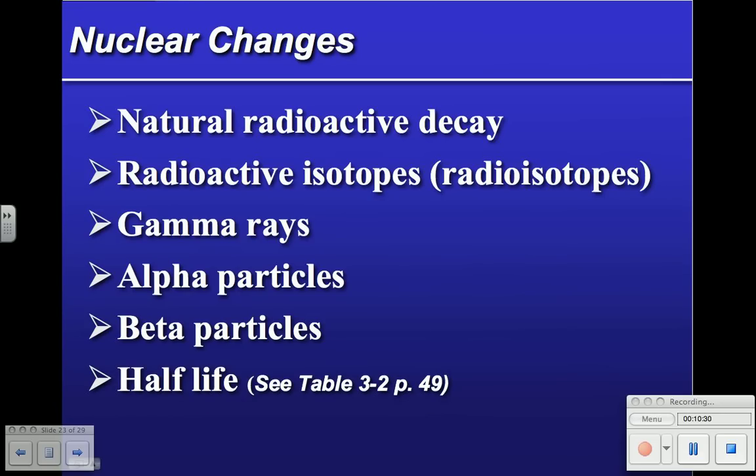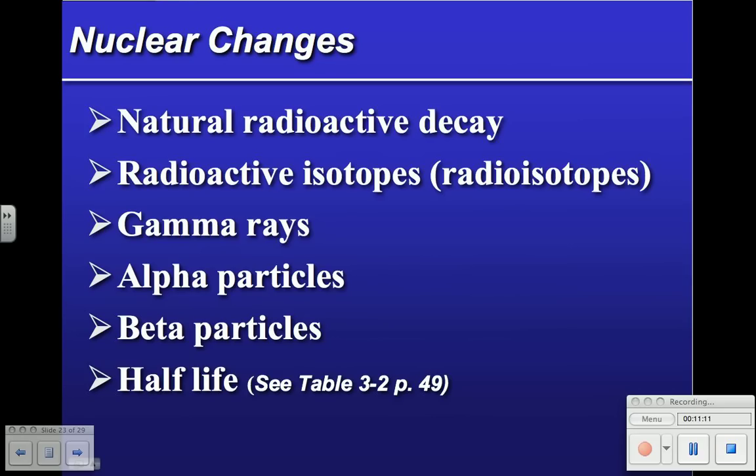And one thing, I would ask that you reference or look at the table on page 49 regarding half-life. And half-life is, let's say you have some sample of radioactive material. The half-life of that radioactive material, let's say it's 67 years for this substance. That means the half-life of that substance is how long it takes half of that source to decay into something new. And so that's the half-life. And it keeps getting cut in half.